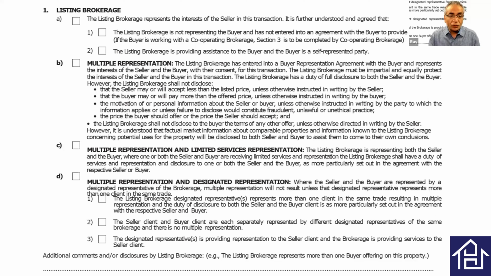Okay. In a situation like that, we go to number C when they have a limited service representation, meaning that we are representing the seller. So the listing brokerage is representing both the seller and buyer, but one of the two parties, either a buyer or seller, doesn't have a full representation, but they have a limited service representation. That's another form that we're going to provide you with explanation and a video for it.